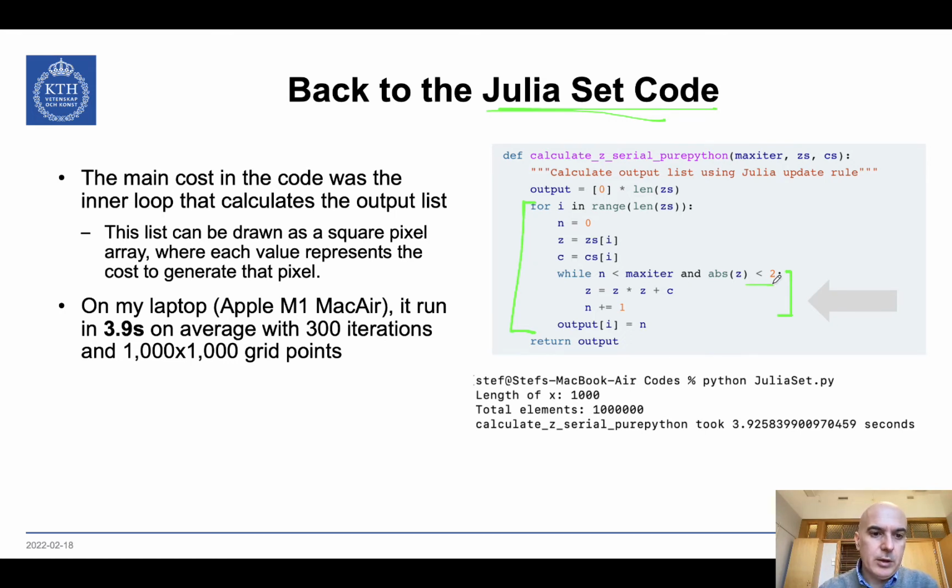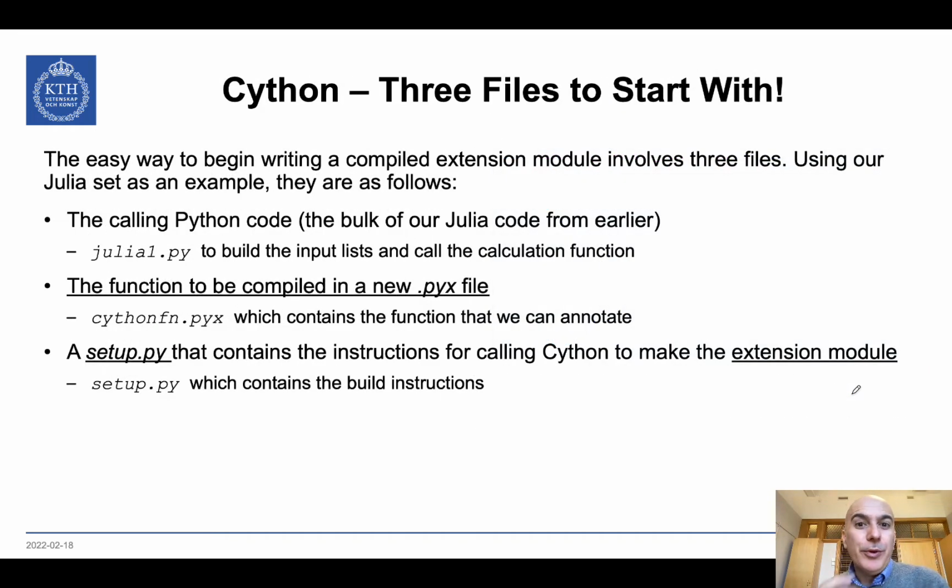When we run this on my laptop, an Apple M1 Max, the code with a 1000 by 1000 grid of points and 300 iterations takes roughly 3.9 seconds. You see here on this slide that I'm basically running python juliaset.py. That is the code that we have profiled and developed in the previous modules. We want to use Cython in this code and make it more performant. So how do we do that?